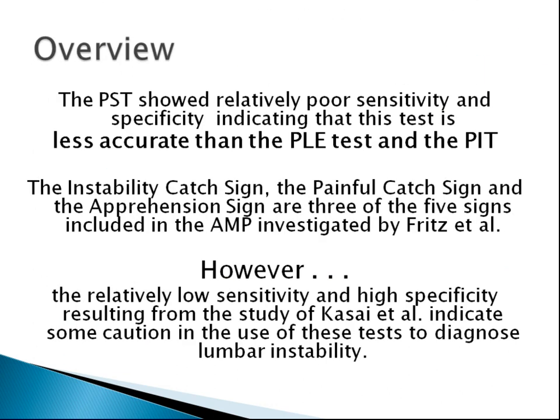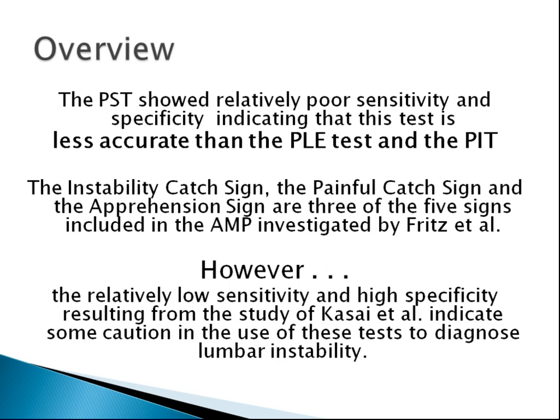The overview of the results indicates that the posterior shear test showed relatively poor sensitivity and specificity, indicating that the test is less accurate than the PLE test and the PIT test. The instability catch sign, the painful catch sign, and the apprehension sign are 3 of the 5 signs included in the aberrant movement patterns investigated by Fritz et al.